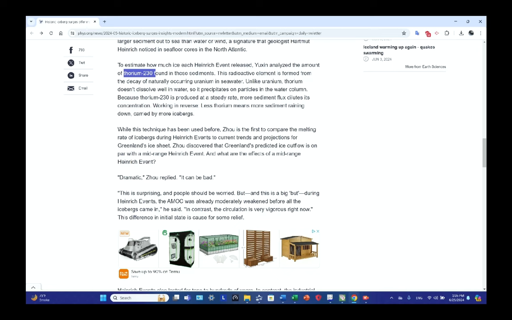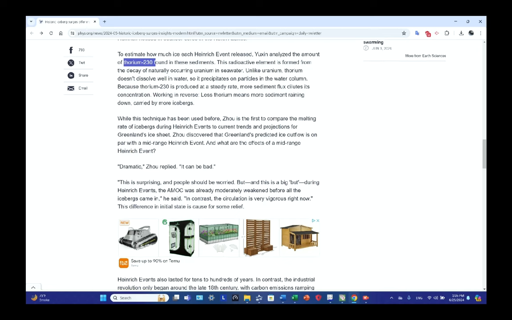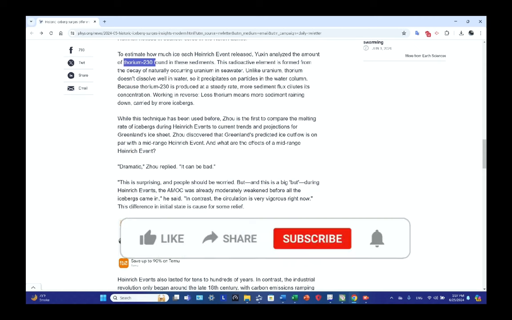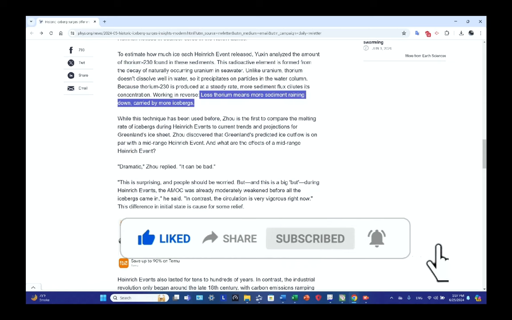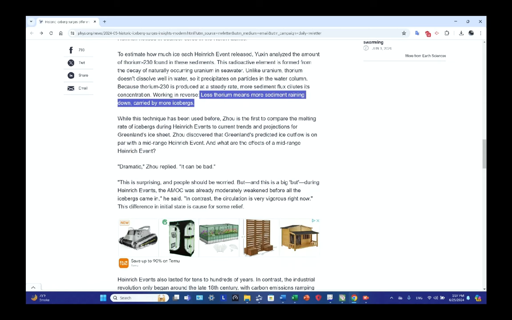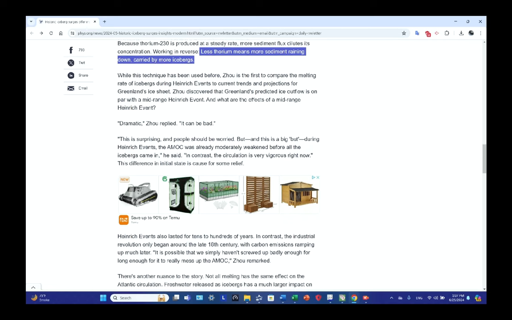Now, thorium results from the decay of naturally occurring uranium in seawater. Because it doesn't dissolve well in water, thorium then precipitates on particles in the water column. Because thorium-230 is produced at a steady rate, more sediment flux dilutes its concentration. So basically, if you see a decrease in the thorium levels, that tells you that the sediment flux was higher, and vice versa. It says right here, less thorium means more sediment being deposited down to the ocean floor, carried by the icebergs.